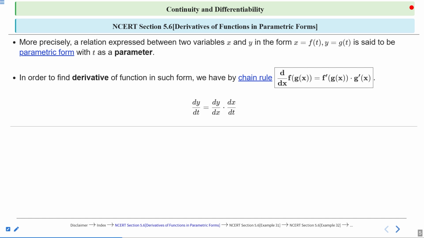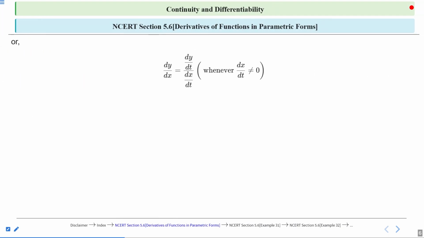Which is dy by dt is equal to dy by dx into dx by dt, right? This is basically the chain rule. Or we can say that dy by dx can be written as dy by dt upon dx by dt, right? And whenever, we can say that dx by dt should not be equal to 0, right? dx by dt cannot be equal to 0.